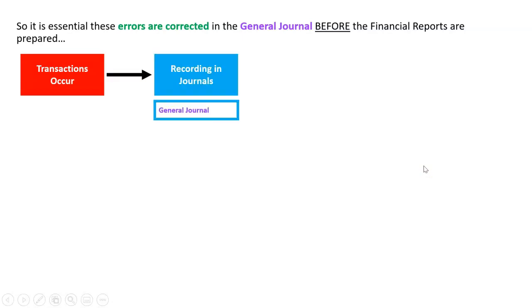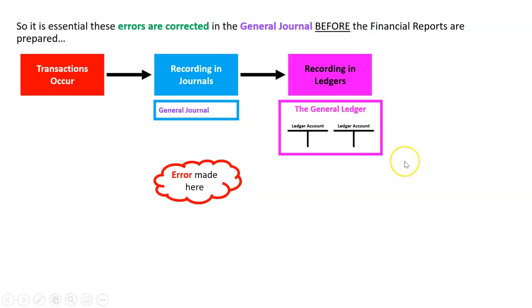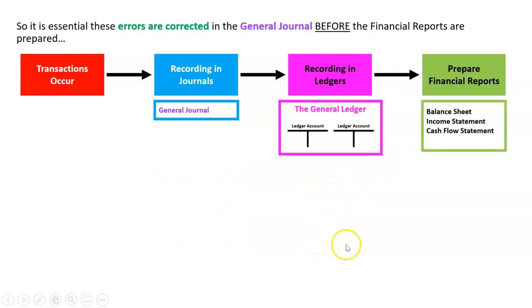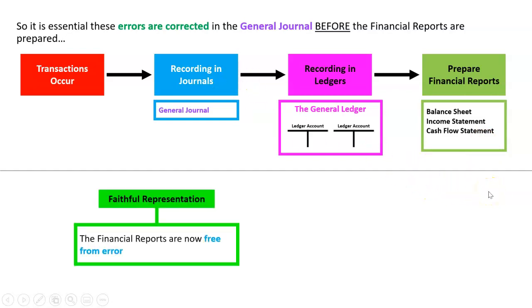So a transaction happens, it's recorded in the journal, and we make a mistake. When we do our ledgers, hopefully we find it there, and we go back and fix it. We fix these in the general journal with a memo, and that wipes out the mistake. We've got nice, clean financial reports that are correct, and we link that back to the theory: if we correct errors in the general journal, that's going to lead to faithful representation because those financial reports are now free from error. So they reflect the real world now.